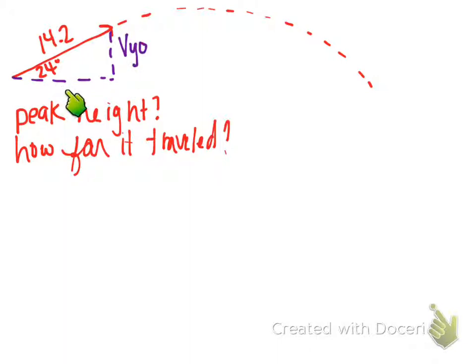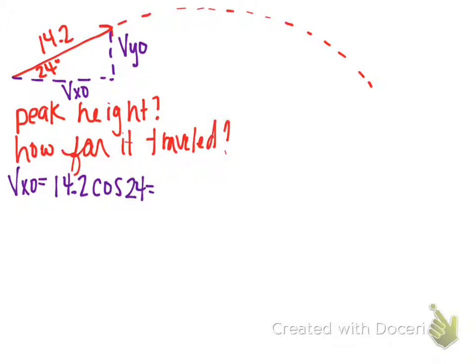This side could be labeled what? V sub x o. All right. V sub y o, because that's the vertical component of our initial velocity vector. This is the horizontal component of our initial velocity vector. So we're going to go ahead and break those down. V sub x o is going to be our hypotenuse, 14.2, times sine or cosine? Cosine. Our V sub x o is adjacent to that 24-degree angle. So 14.2 cosine of 24.